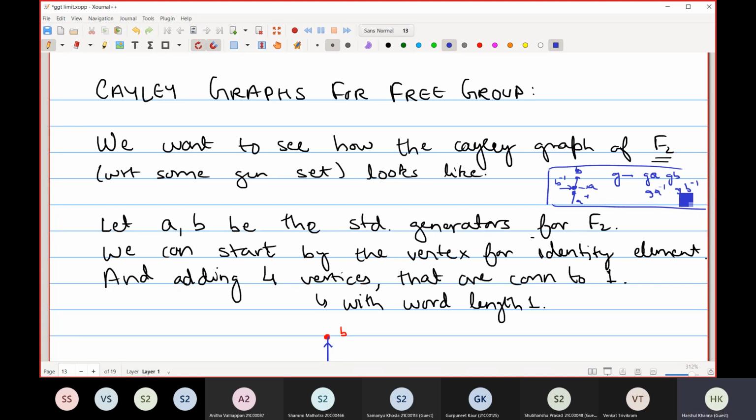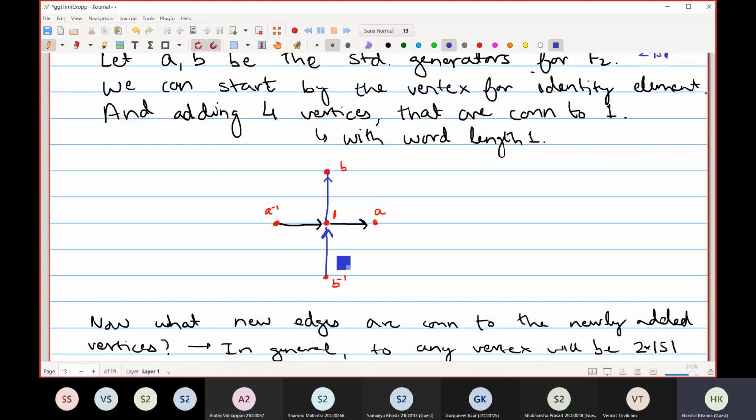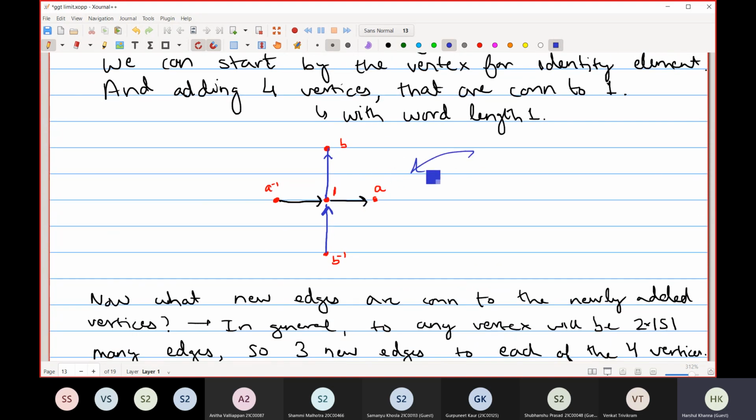Let me just check that. Yeah, that's how it works, right? This will be connected with label A coming towards GA. This will be going out of GA inverse to G, and the label will be A. So in general, there are exactly two times the cardinality of your generating set many new vertices you have to add, right? So we have the identity element, and we connect four.